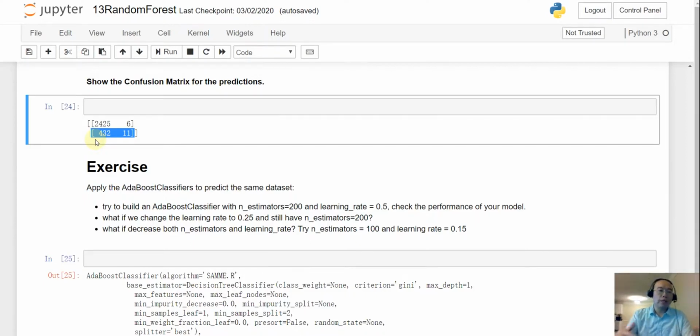So try to write the code for a random forest and the AdaBoost, and after you finish coding, come back to my next video and I will show you my answer keys there. Okay, see you later.